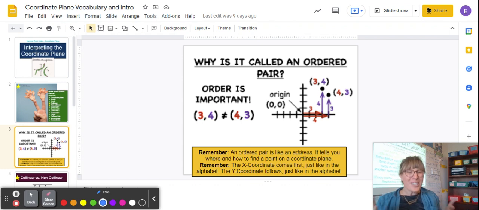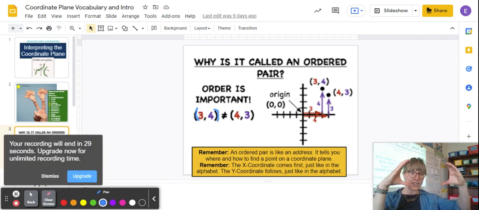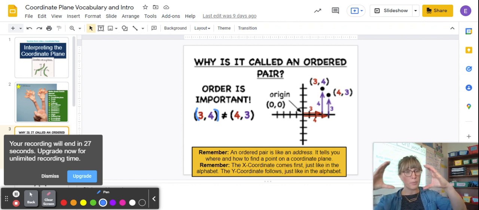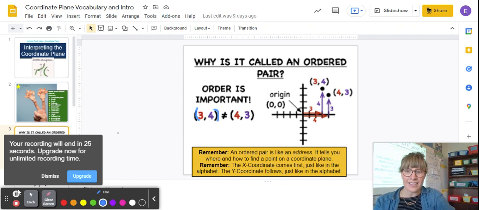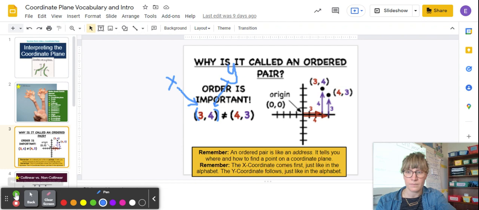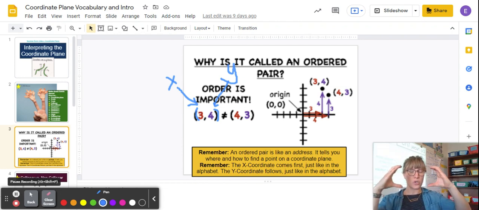Also, just like in the alphabet, X comes before Y. So an ordered pair looks like this: an X coordinate and a Y coordinate housed inside of parentheses. So we do this for ordered pair. In an ordered pair, we have X first. X is the first coordinate, Y is second. X coordinate, Y coordinate. So ordered pair: X comes first, Y comes second.